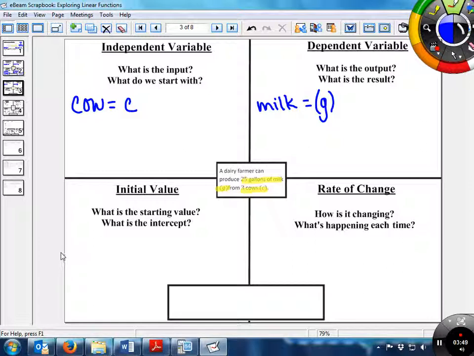What's the starting value? Well, does it tell me in the problem that I'm starting with any milk to begin with? It doesn't. So 0 is going to be our starting value. We have no milk to begin with.